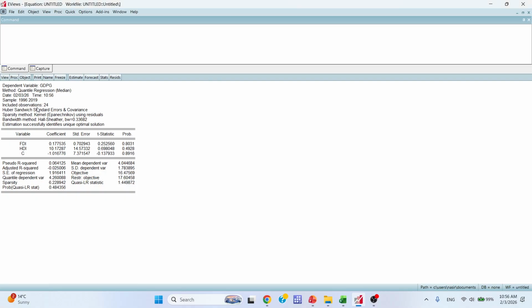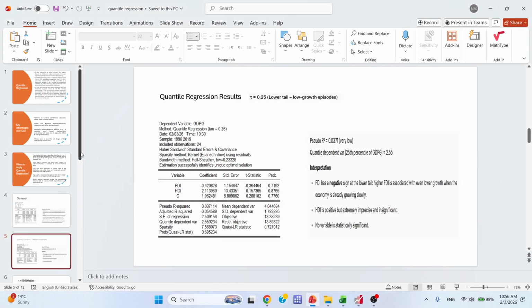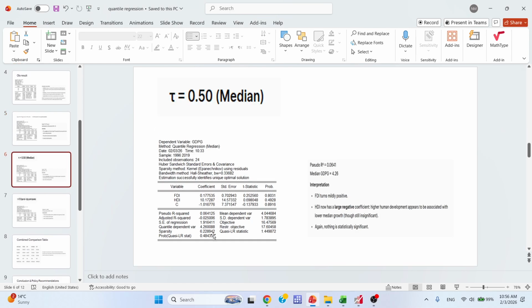So now, as you can see, we have the result for the median, the 50th percentile, and now we will try to interpret the results. Our dependent variable is GDPG, and the sample size is the same, 1996 to 2019. The number of observations is 24. When we change from the 25th percentile to the 50th percentile, the FDI sign changes from negative to positive, and the HDI coefficient value is also positive, but now it is showing a larger effect. Its coefficient value increases from 2 to 10.